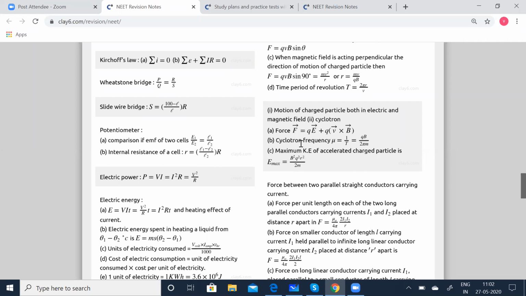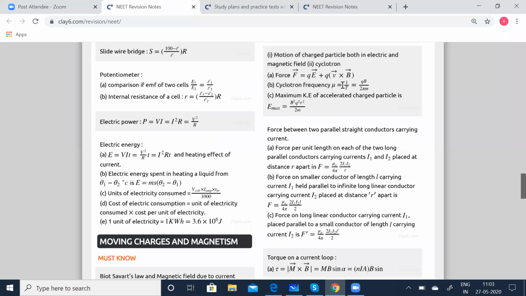Next, cyclotron. It is used to accelerate particles to a very high speed. So the frequency is given by nu is equal to 1 by T, which is equal to qB by 2 pi m. The path traced by the particle in a cyclotron is circular, so that is why we have 2 pi m, where m stands for the mass, B is the magnetic field intensity, and q is the charge. T is the time period, so nu is going to be the frequency. So if you are asked to calculate the frequency of the cyclotron, you can directly use this formula qB by 2 pi m.